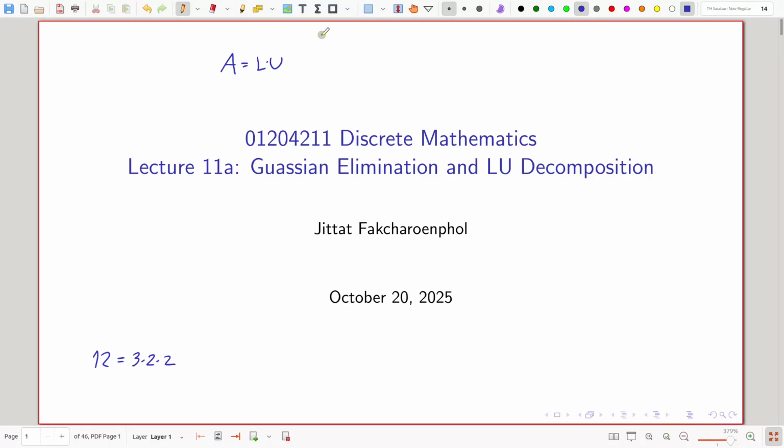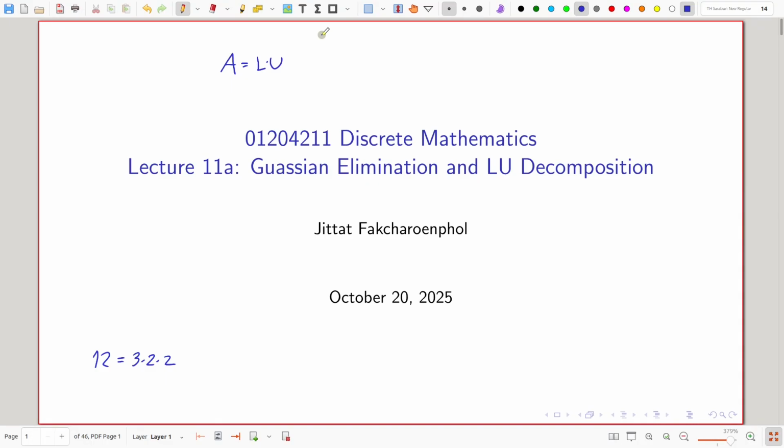LU decomposition has nice properties, but the whole idea is that we would like to express the Gaussian elimination process, which is a central process when we work on linear algebra, using matrix multiplications. Question 2 in the exercise, we actually do that. You don't have to do it now. I'll guide you through it.